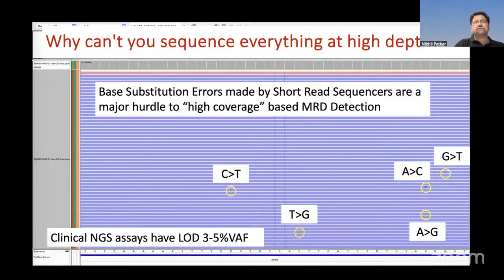So can you just sequence everything at high depth? The issue is this: if you take patients and sequence post-induction marrows at high depth, can you detect mutations at 0.01 VAF and so on? The answer is no, because all sequencers are prone to sequencing errors, and short read sequences, especially Illumina, are prone to point mutation errors, C to T, T to G. These are random sequencing errors, and they don't typically pose a problem at a high VAF of 3% or 5%, because they get excluded based on statistics.